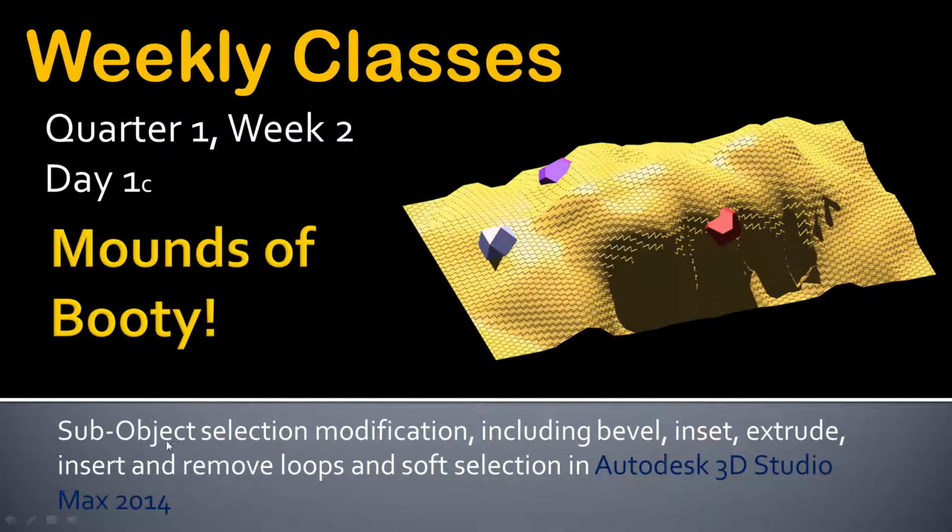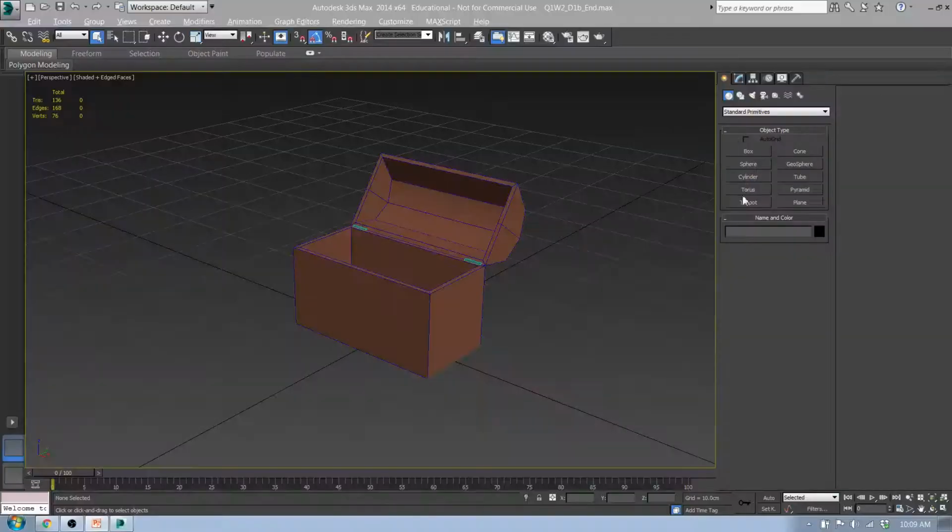So ultimately what we're going to do today is build a plane, talk about sub-object selection and soft selection, and then we're going to add some more geometric primitives, maybe adjust their materials a little bit. All right, so let's jump back into where we were.